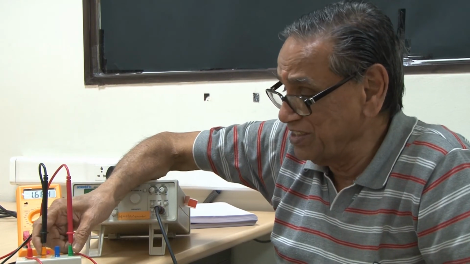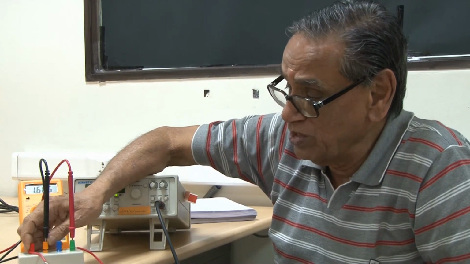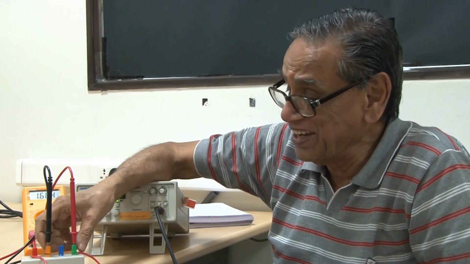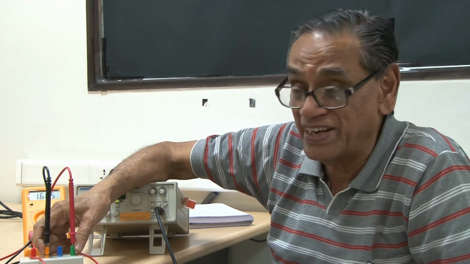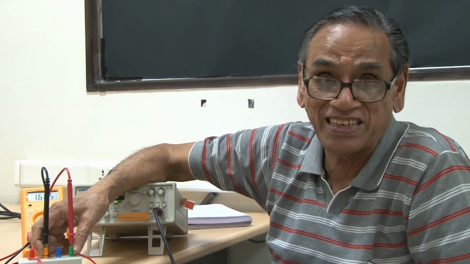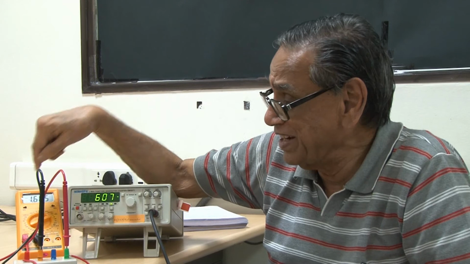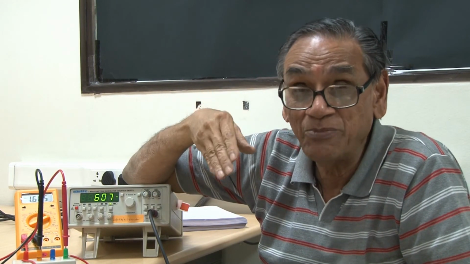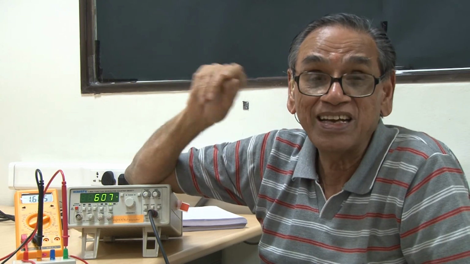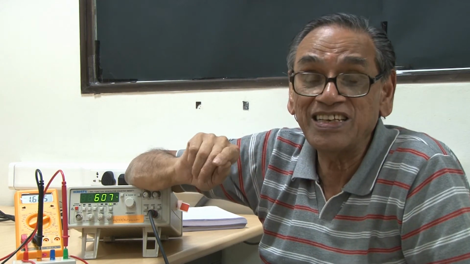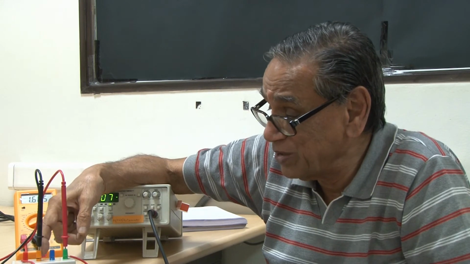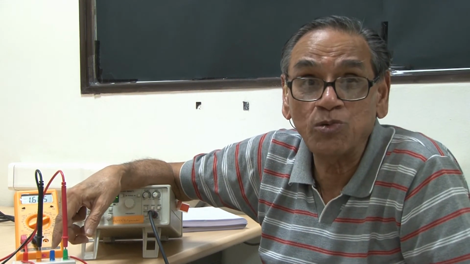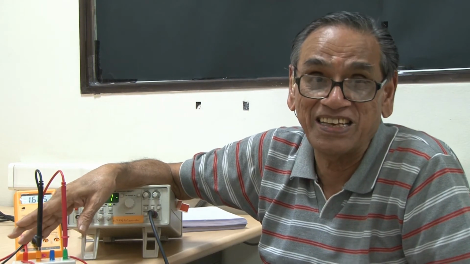I take the ratio of this voltage to the voltage across resistance. I can calculate what is the impedance of the series resonant circuit. I do it at different frequencies and plot a graph. I will get a minimum impedance when the frequency is the resonant frequency of the LC circuit, that is 1 by 2 pi root of LC.